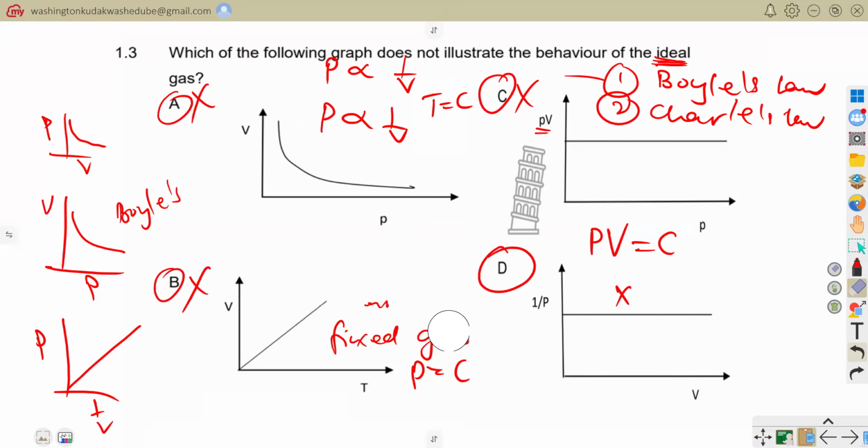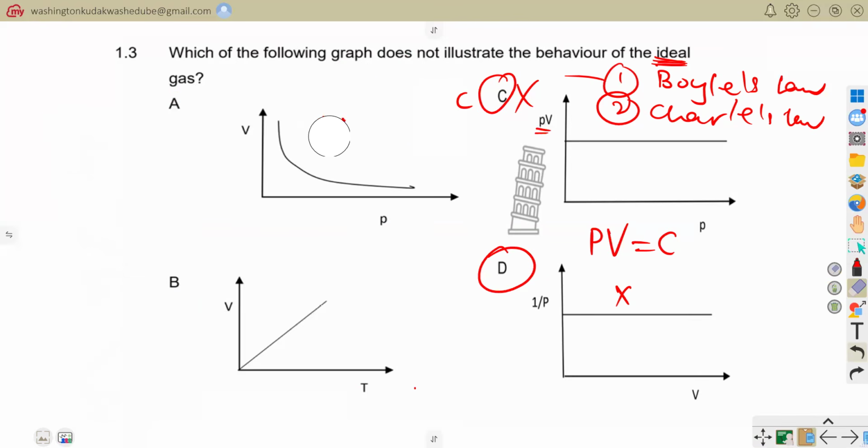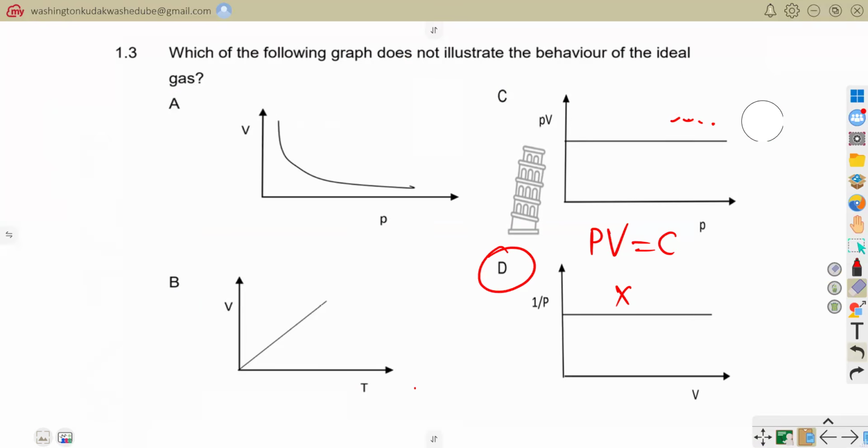So our answer there was just supposed to be D. D does not illustrate the ideal gas behavior. It is actually illustrating something else, which is not ideal gas behavior. How do you know the ideal gas behavior? Anything that obeys Boyle's law or Charles's law actually illustrates what? Ideal gas behavior. So anything outside that does not illustrate the ideal gas behavior. So our answer for 1.3 was going to be D.